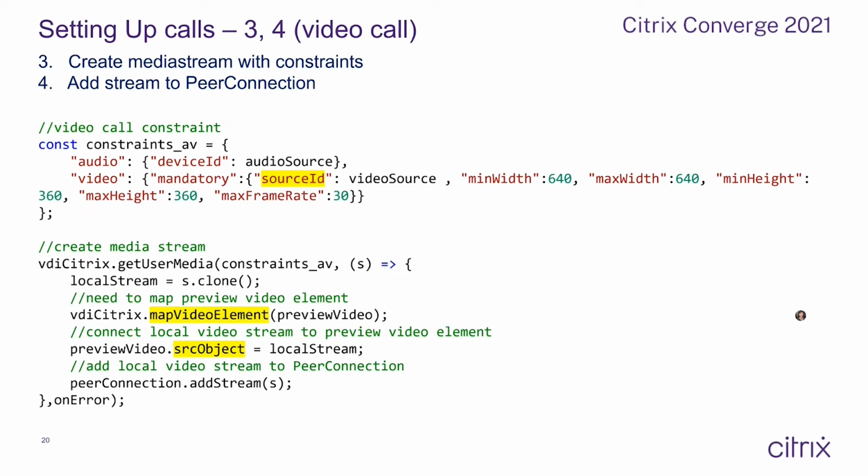For video calls, we need both audio and video constraints. Vendor applications can call get user media separately for audio and video with separate constraints, or can call it once with combined audio video constraints.